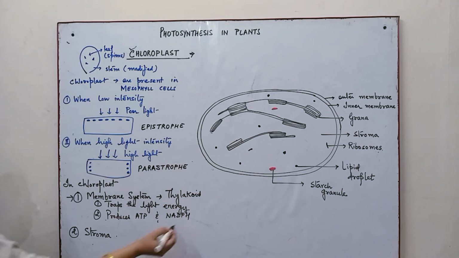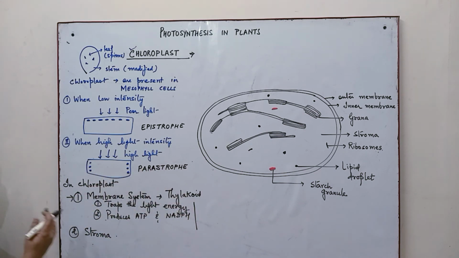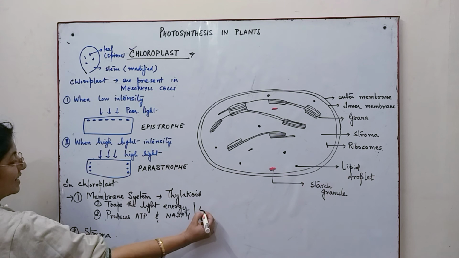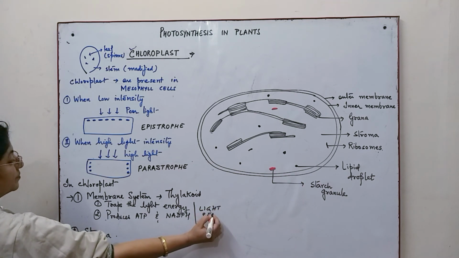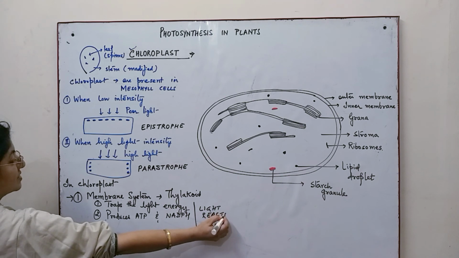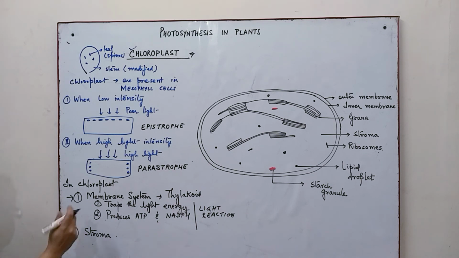Now, since all these activities are performed in the presence of light, the reactions are known as light reactions, because these reactions are completely dependent upon light. The stroma, on the other hand, uses the CO2, the carbon dioxide, which is used for the synthesis of sugar.